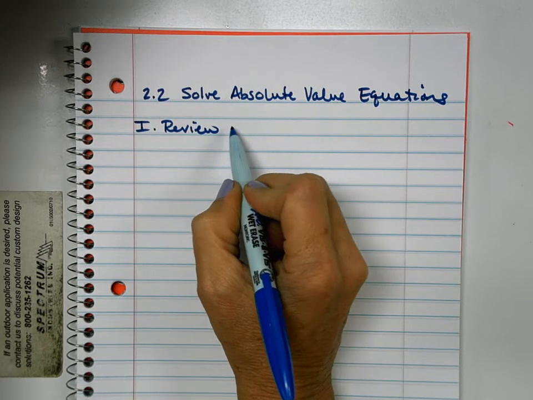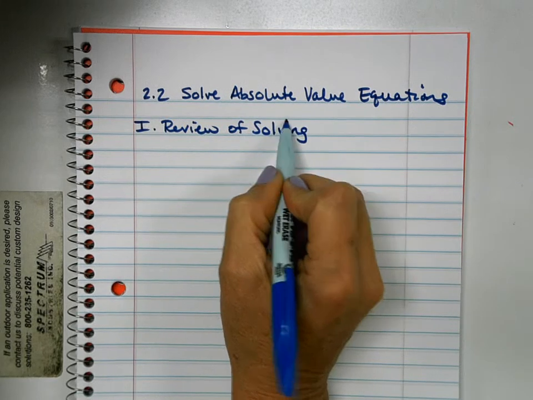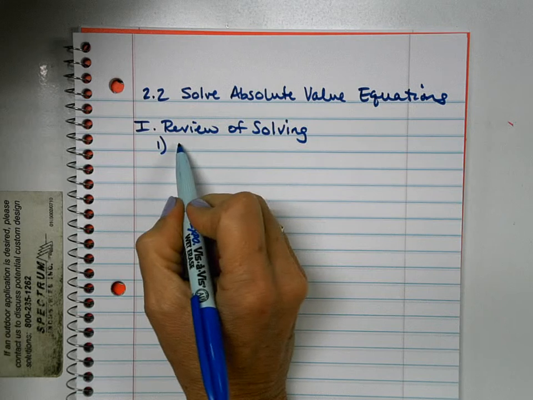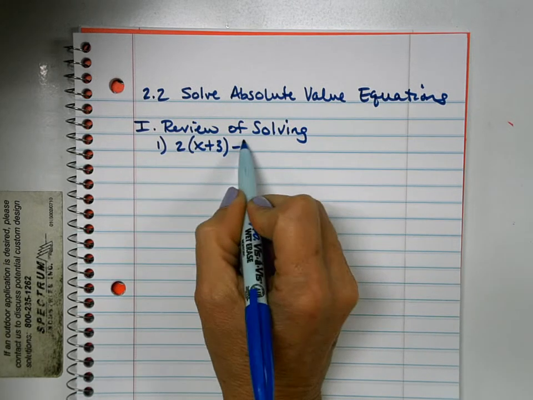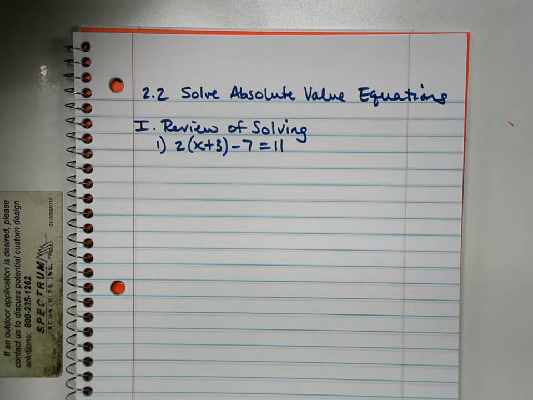So doing a little review here of solving, because you definitely need to be able to solve just a straightforward equation before we add in the extra part of throwing in an absolute value. So number one here, solve for x: 2 times the quantity x plus 3 minus 7 equals 11. Okay, I want you to try it. Take about 20 seconds, and when you're done, share your answer with the person you're sitting next to. Okay, so go, solve it.